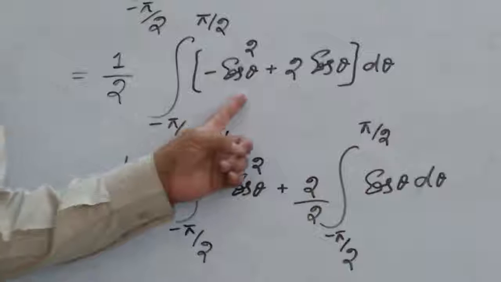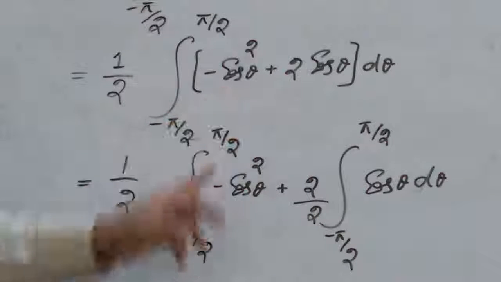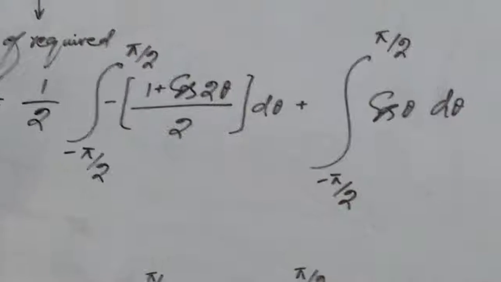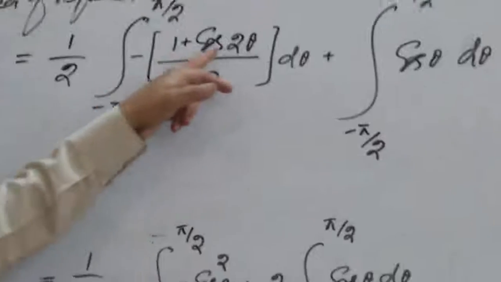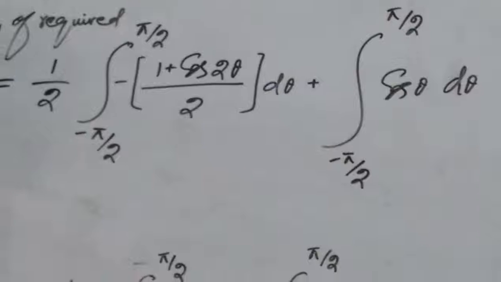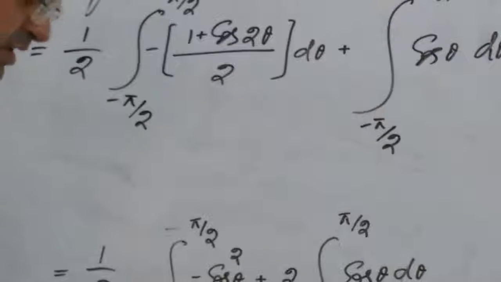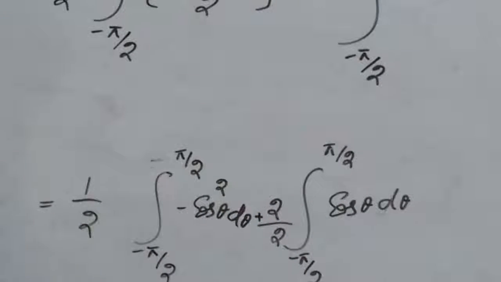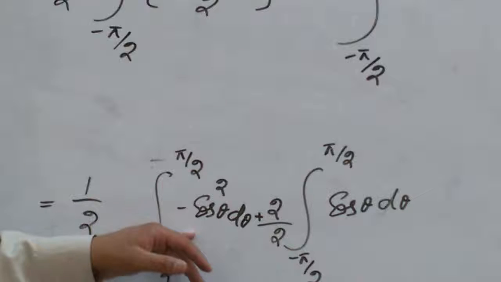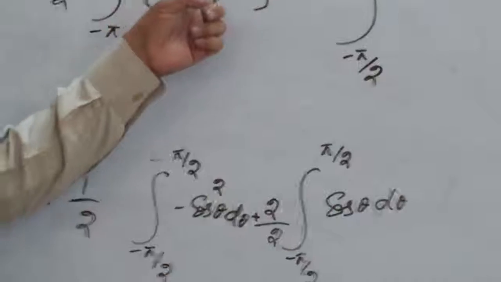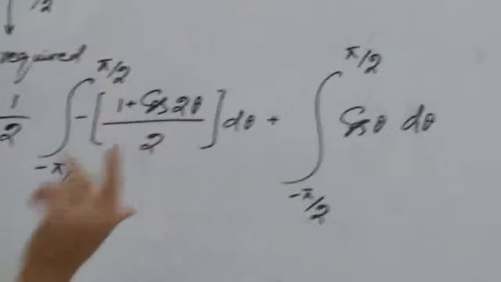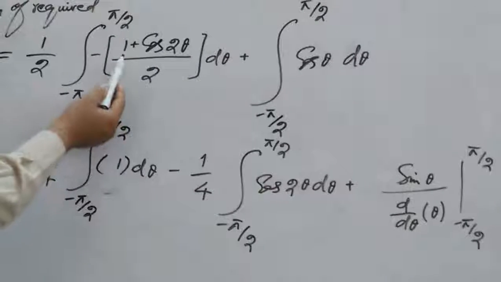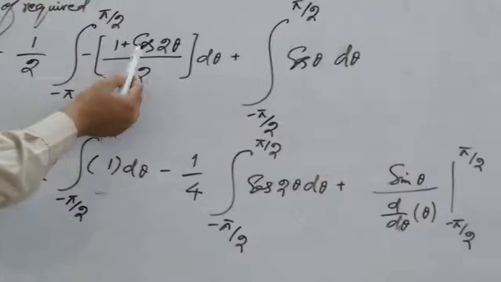This is the difference of two functions, so integrate the first function as well as the second function. Now minus cos squared theta: we are unable to integrate cos squared theta directly in this case. So we have to convert cos squared theta to its equivalent function, which is (1 plus cos 2 theta) divided by 2, which is integrable. This is the sum of two functions, so apply integration to 1 as well as to cos 2 theta.